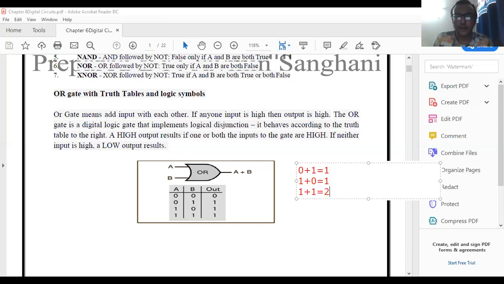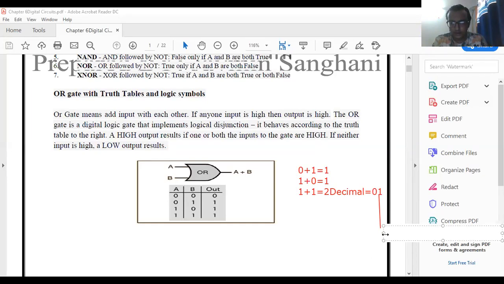But if you convert it into decimal, it is the decimal number. But if you convert it into binary, then the answer is 0 1. Then this 0 1 indicates: this 1 can be represented with sum here, 1 is indicated by sum, and 0 can be represented with the help of carry.